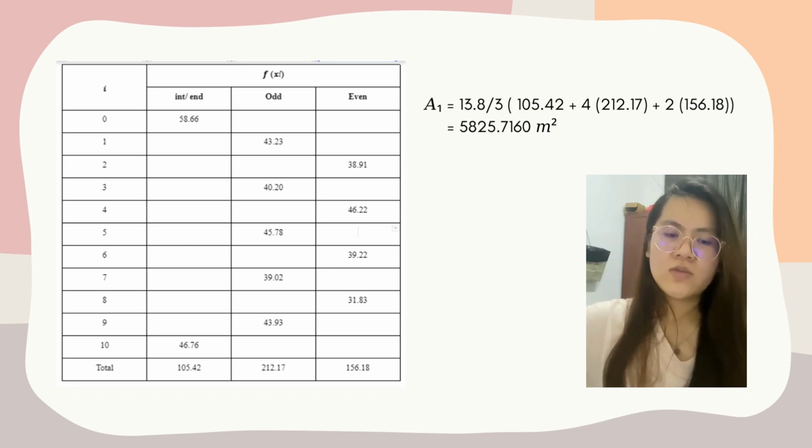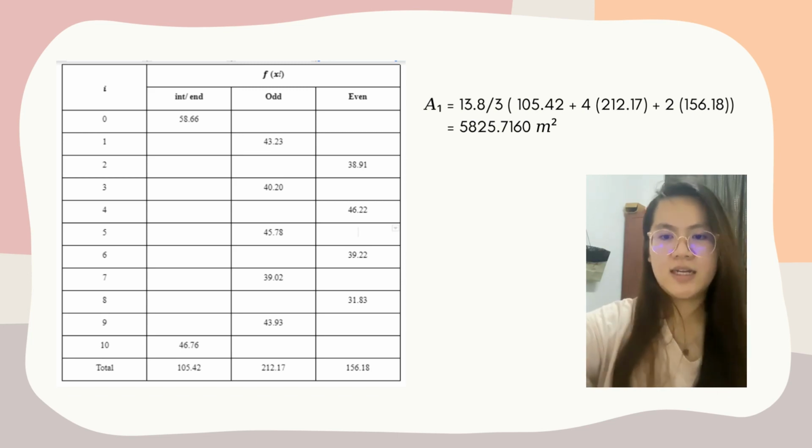Then we can use the h and put it inside the calculator and get the answer for A1 equal to 5,825.7160 meters square by using the Simpson's 1/3 rule formula. Then the next part is presented by my group member, Miza.